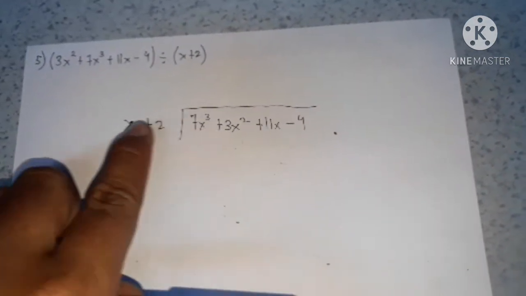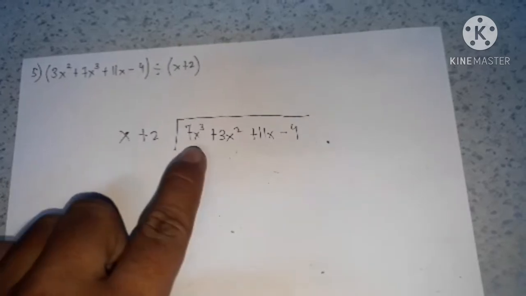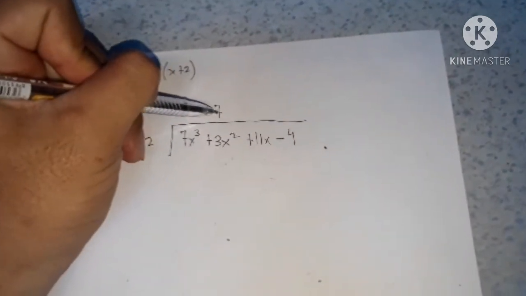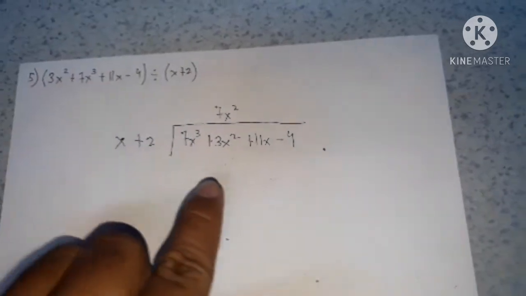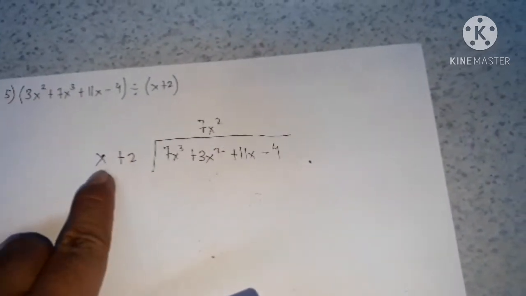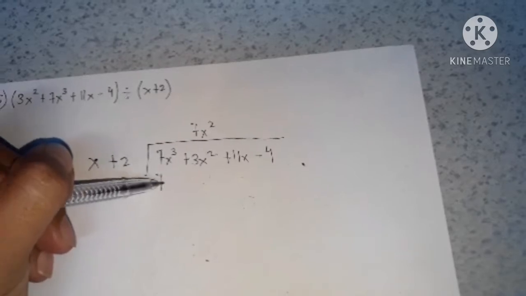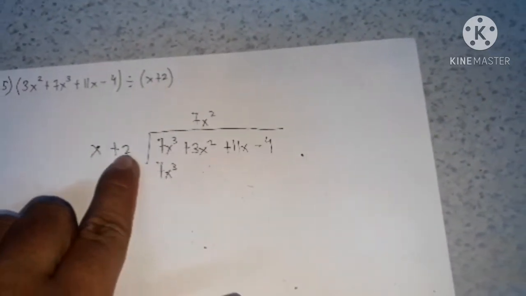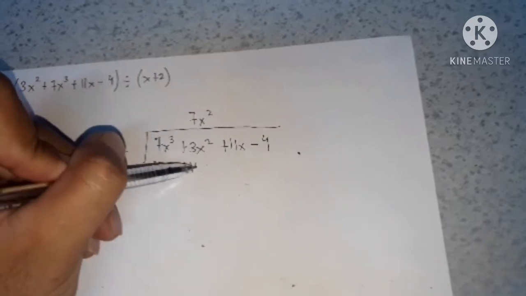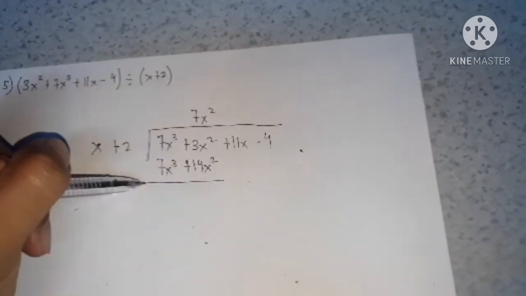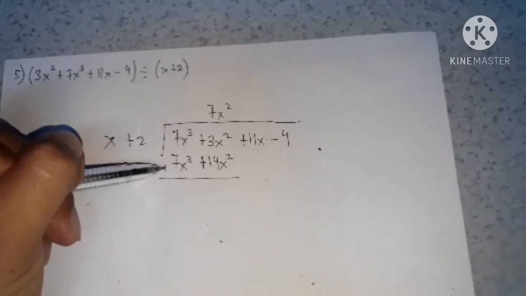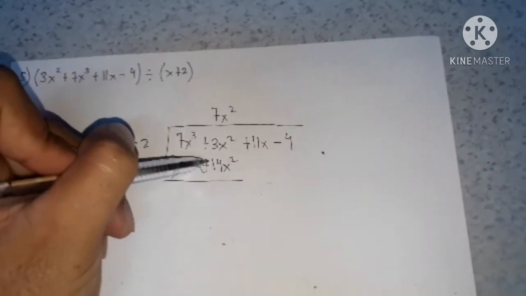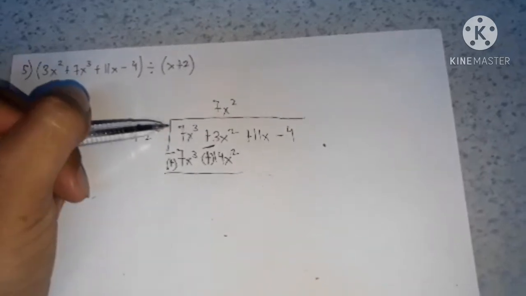Divide the first term of the dividend by the first term of the divisor. So you have 7x cubed divided by x. That is 7x squared. And then 7x squared times x. That is 7x cubed. So 7x squared times positive 2. That is 14x squared. And then change the sign. Wala uling nakasulat. Ibig sabihin siya ay positive. From positive, magiging negative. And then ito naman from positive, magiging negative.